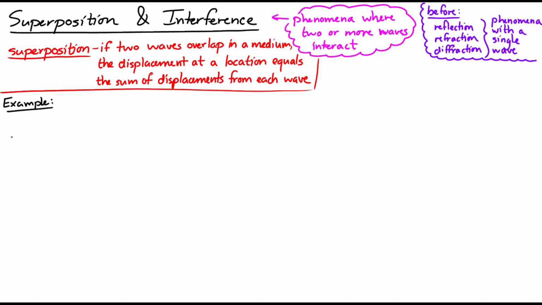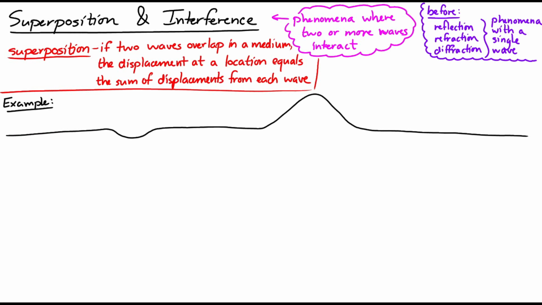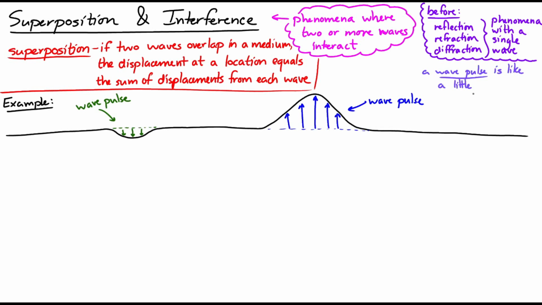So let's say we have two wave pulses that are approaching each other. And when I say a wave pulse, this is what I mean. It's just a little bit of a wave. So nothing says that the waves that we look at have to be perfect sine waves, which are the kinds that we've been looking at so far. We can just have a little bit of a wave. It looks like this. That's fine. And we call that a pulse.